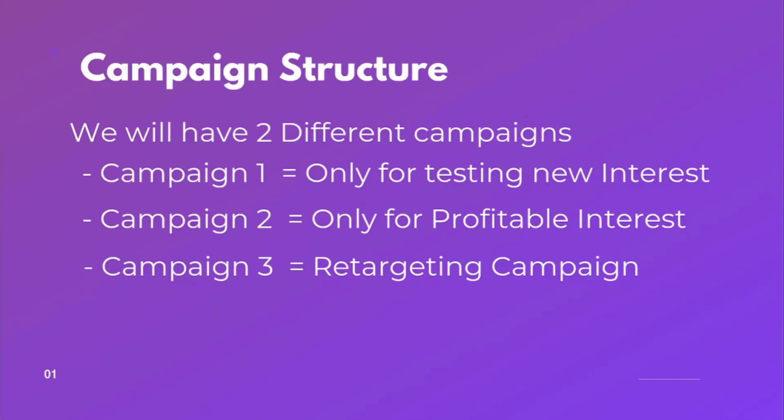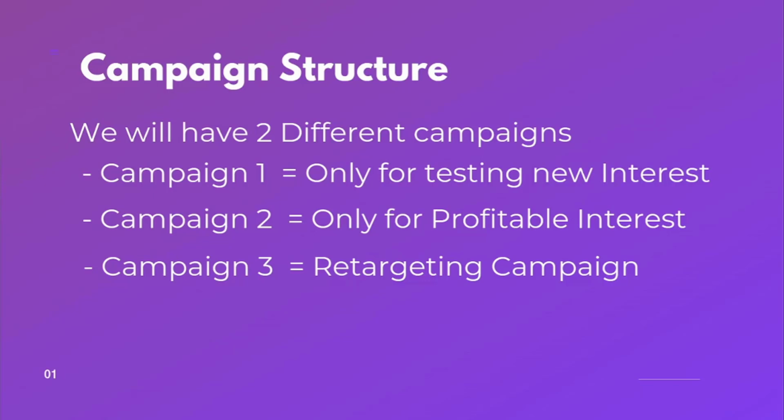First things first, we have the campaign structure. I like to have a proper campaign structure before even running my Facebook ads. So we have three different campaigns, as you can see: campaign 1, campaign 2 and campaign 3. Campaign 1 is solely for testing new interest. Campaign 2 is for only having the profitable interest, and campaign 3 is the retargeting campaign.